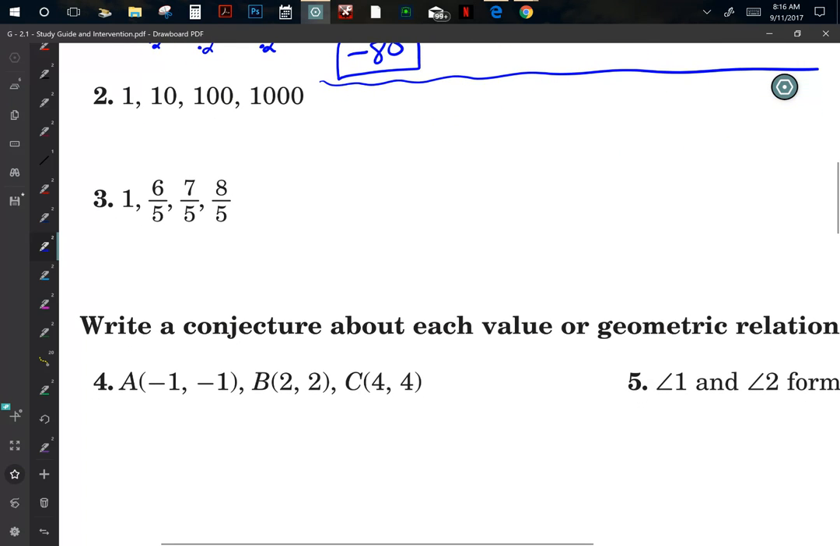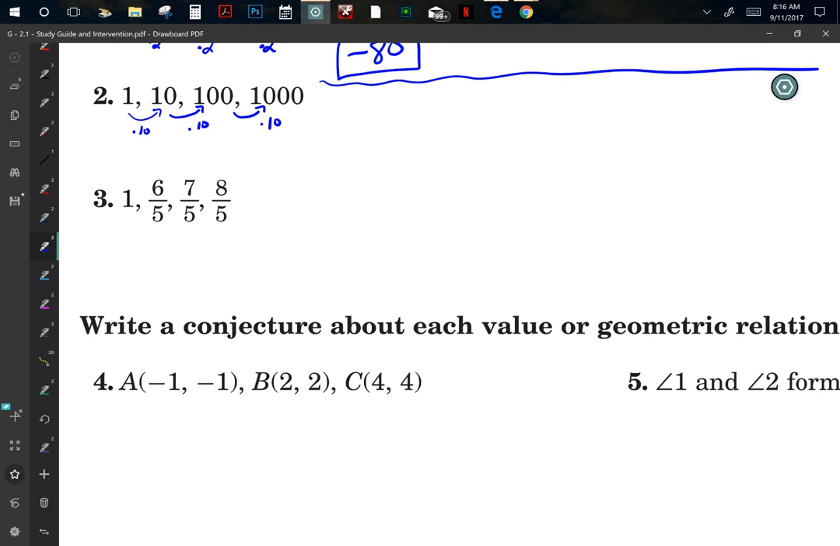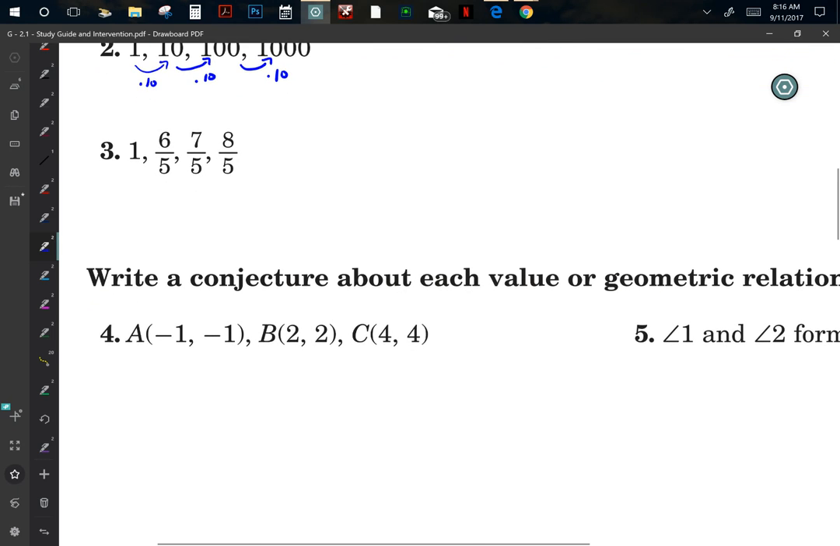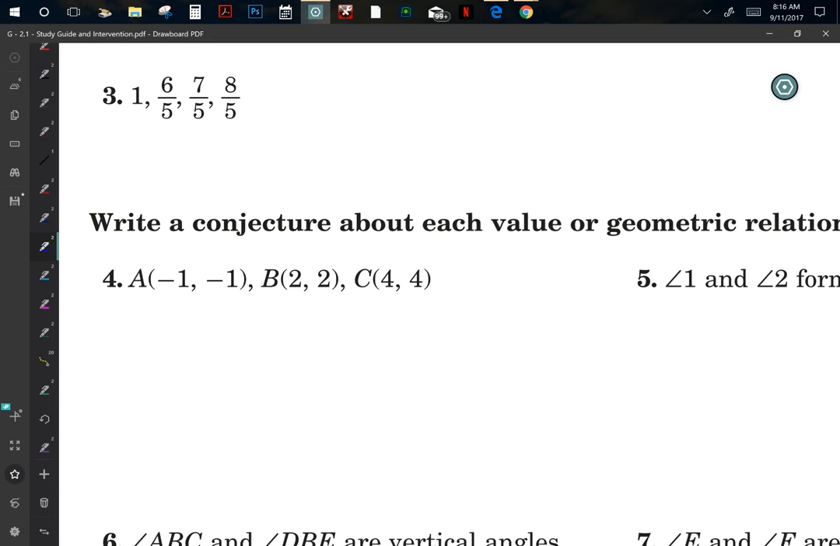How about this one? Okay, so our conjecture would be multiply the previous one by 10, and we just would do that. I'll skip that one since it's a little easier. How about this one? No, number 3.